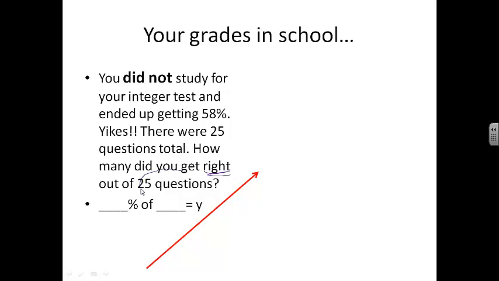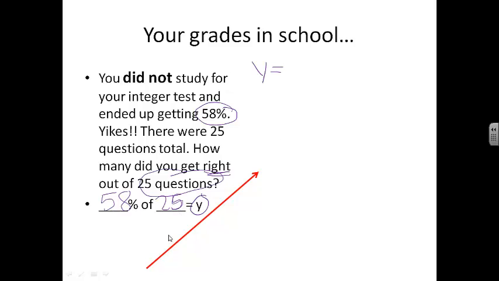So what's my total? Percent of my total. You got a 58% and there were 25 questions. So I want to know what 58% of 25 is. This is how I do your grades every day. So you got a 58% of 25 questions, and this equals y. We're going to figure out what y equals. Y just means we don't know what the answer is yet. Letters just mean it represents a number. We just don't know what it is yet.